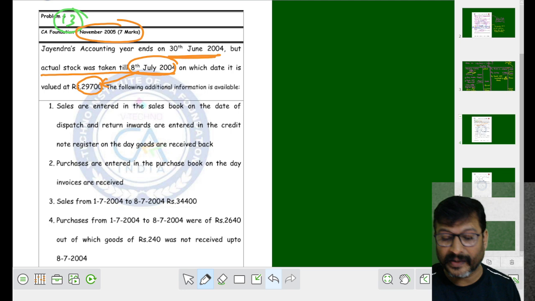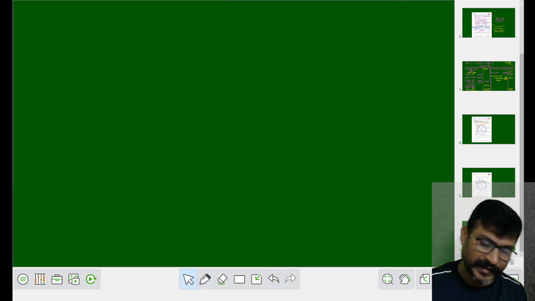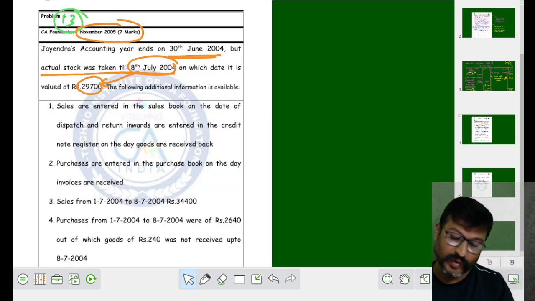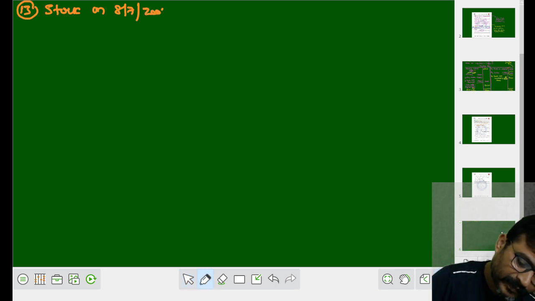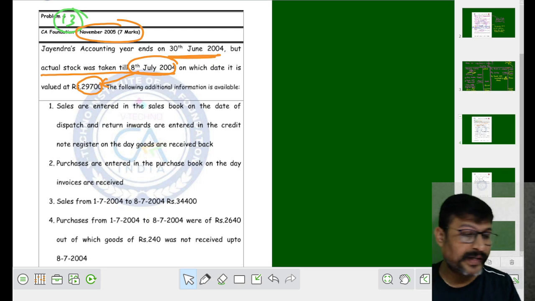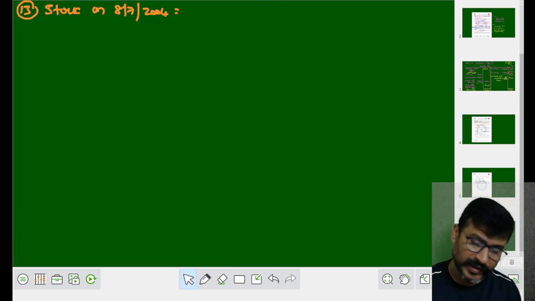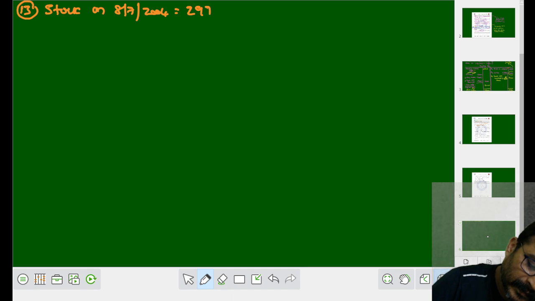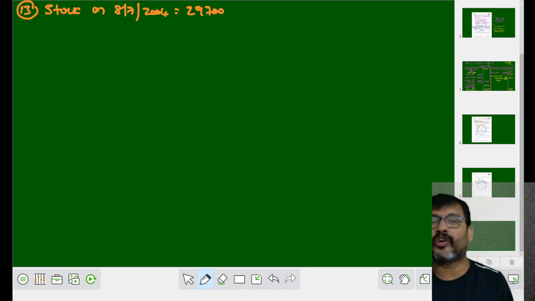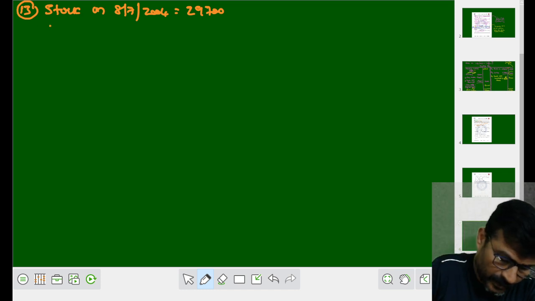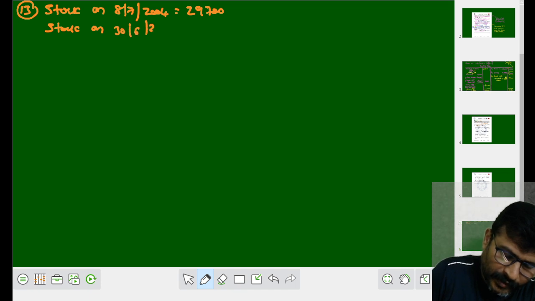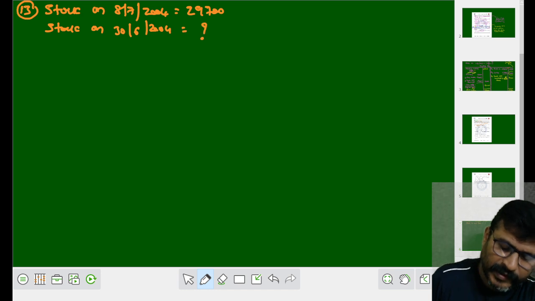Now my dear student, the stock is taken on 8th July. Let us write problem number 13. Stock on 8th July. What year is it? 2004. How much amount is it? It is an amount of rupees 29,700. Now you have to calculate stock on what date? We have to calculate the stock on 30th June 2004 as a question mark.